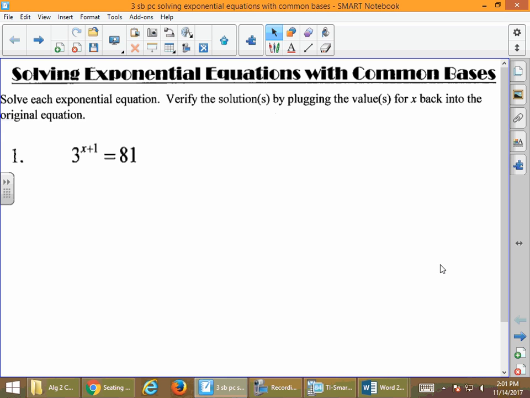Today we're going to solve exponential equations with common bases. If you look at my notes, I highlighted the words common bases because that's the important part of what we're doing when we solve equations for this. The other nice part is that when we solve an exponential equation, we can look at the rest of the directions: verify the solutions by plugging the values for x back into the original equation. So we can check these and know that we got them right or wrong immediately.